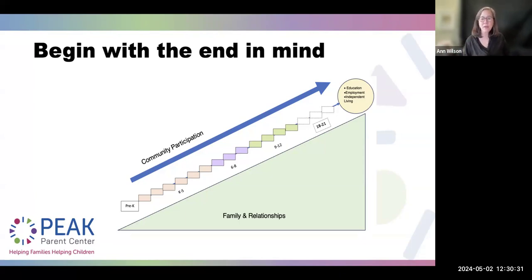I have this triangle of family and relationships. That's something they're going to need throughout their life. And a lot of research on quality of life shows that relationships are the most important. So we want to be building those, and also increasing community participation as we reach that end, where many people refer to it as the cliff or other terms. And so we want to try and make that transition easier when they leave school. We don't want school to be everything, or that transition becomes harder. So what can you build as you go along to make that transition more gentle?